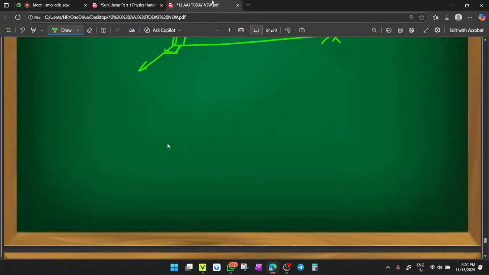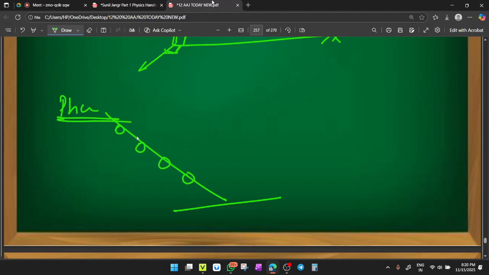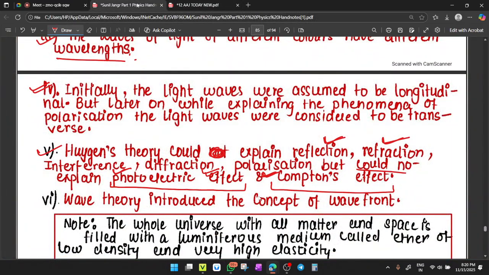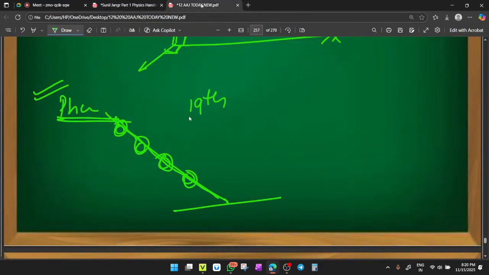You know, students, the photoelectric effect and the Compton effect are those two phenomena of light that require the particle nature of light. These two phenomena can only be shown by the particle nature of light. So to satisfy the photoelectric effect and the Compton effect, light should have particle nature. So these two cannot be satisfied by the Huygens theory. Obviously, this came much later, like after 300 years. Clear?